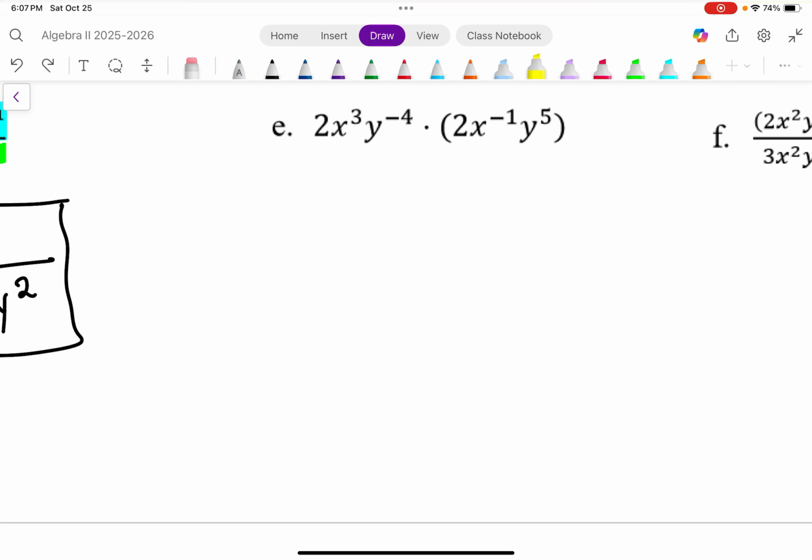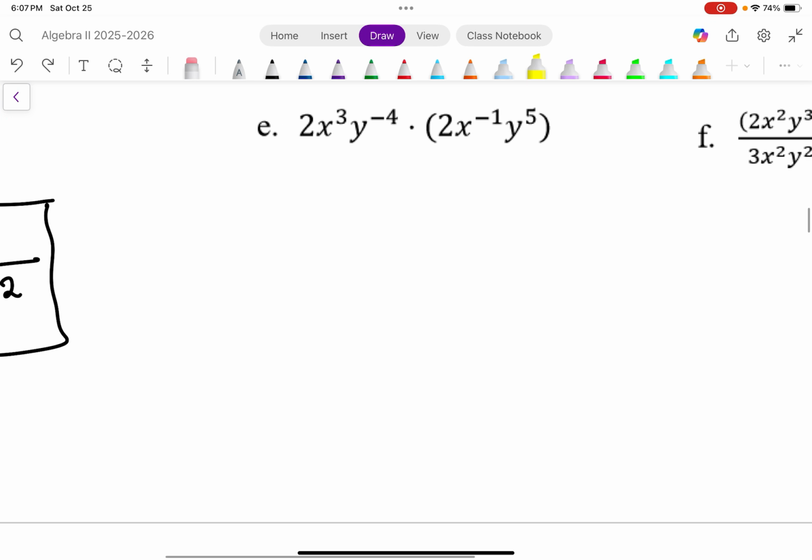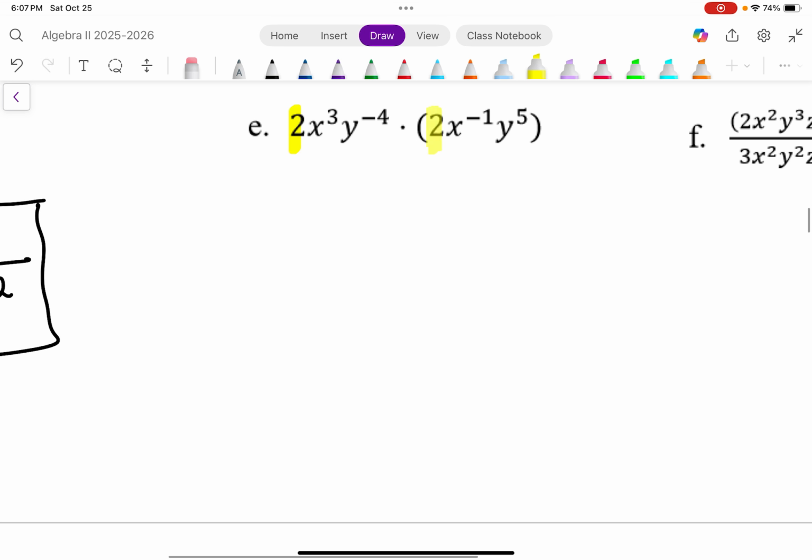All right, for example E, same thing for this one as it is with multiplying fractions. We're going to multiply like parts together. So we're going to multiply coefficients with each other. So 2 times 2 is 4. Then we're going to multiply like variables. So x cubed times x to the -1. And 3 plus -1 is 2.